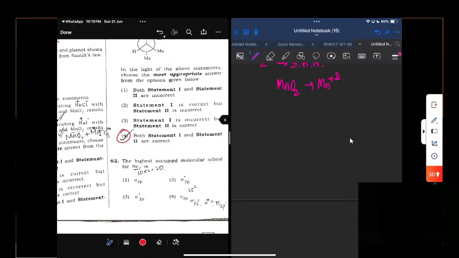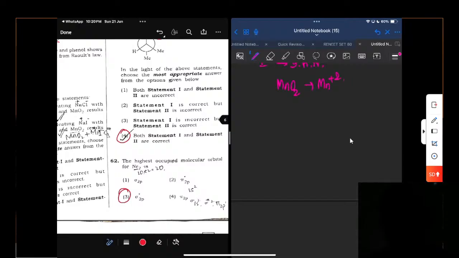The highest occupied molecular orbital in Ne2 is... if you write the electronic configuration of Ne2, in total how many electrons are present? 20 electrons are present. 20 electrons means the last electron will enter which orbital? Sigma star 2p orbital. So option 3 is the correct answer.